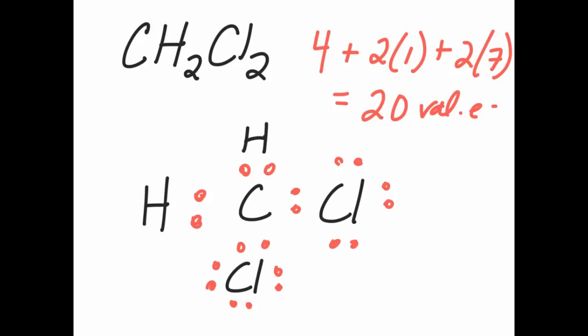That's great. Does each atom have what they need to be stable? Do the hydrogens have 2 electrons each? Yes. Does the carbon have 8? Awesome. Does each chlorine have 8? Fantastic. This is a good Lewis structure, and we can move on.